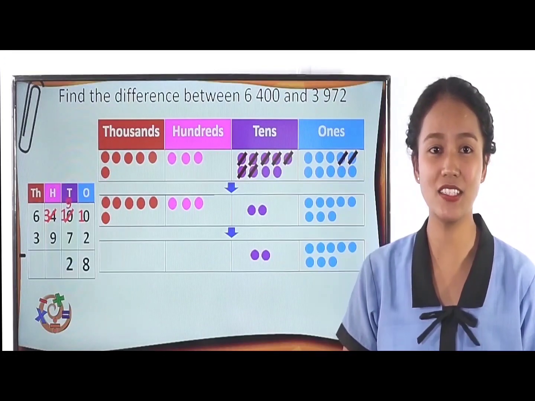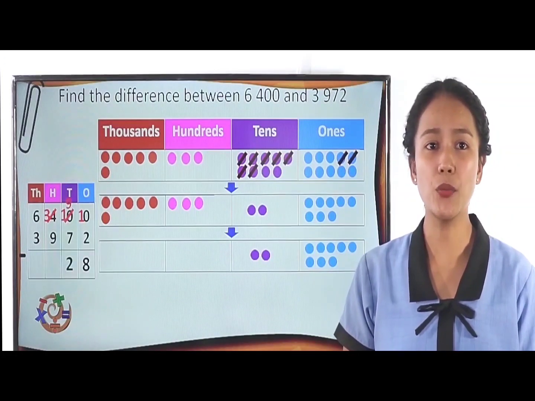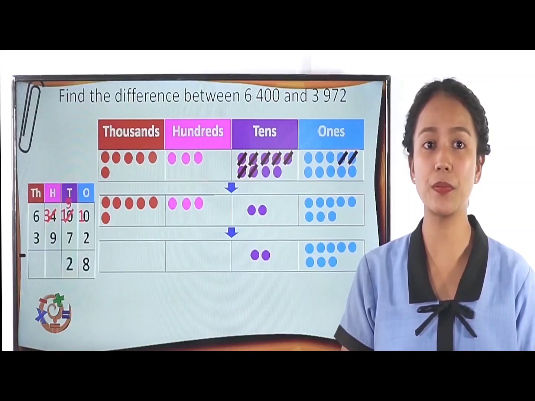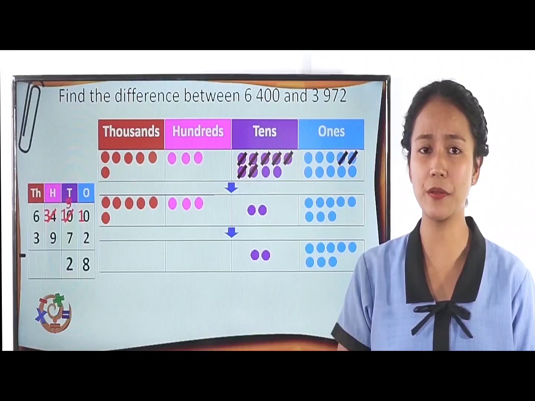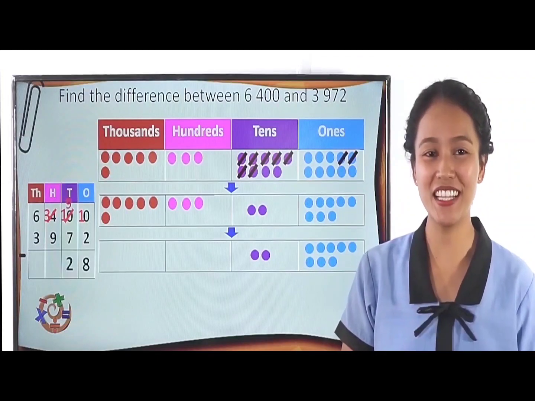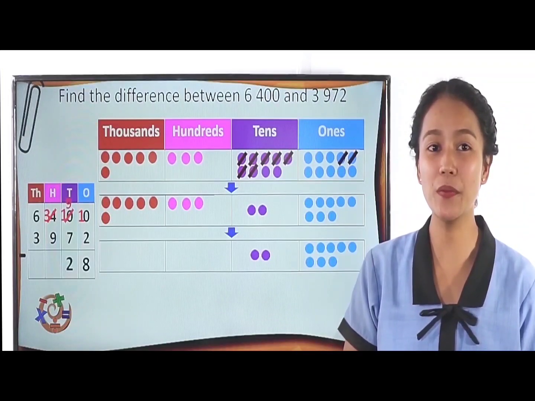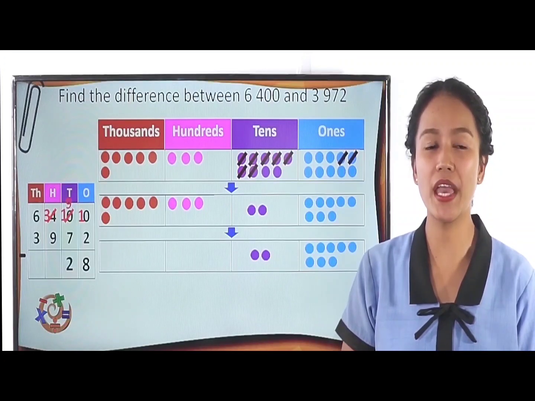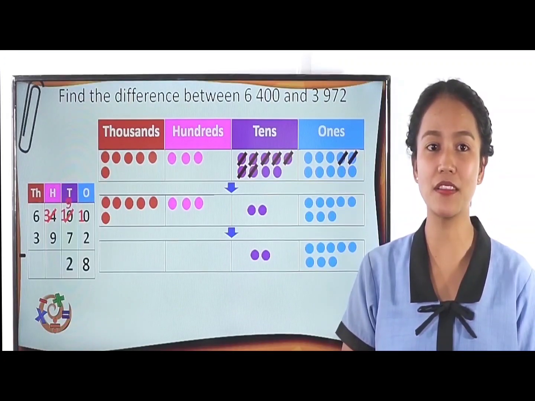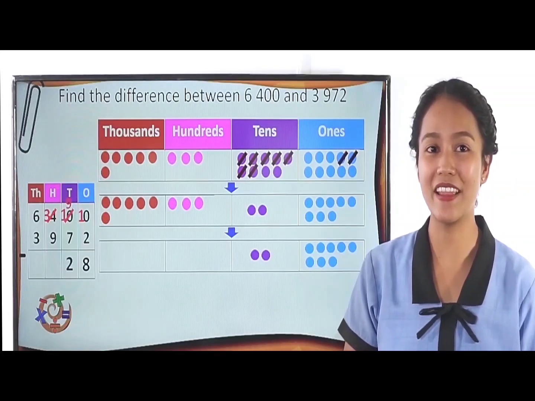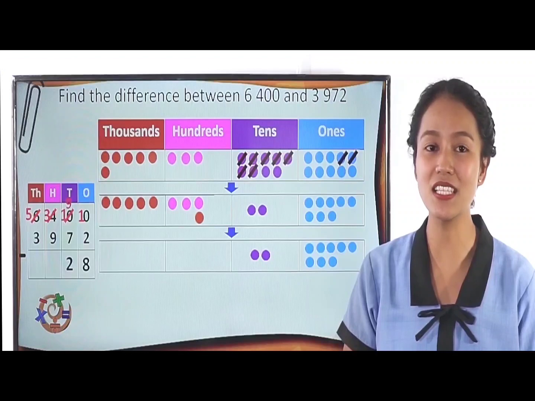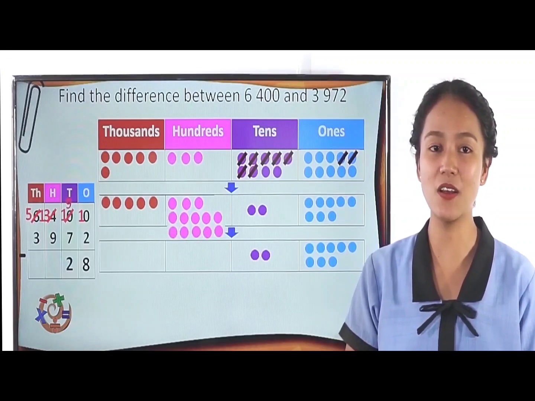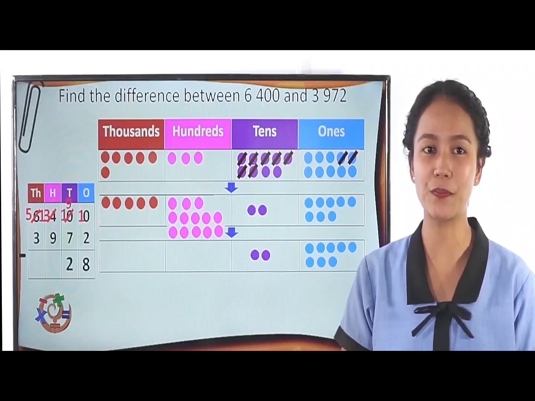Then, look at the hundreds column. Here, we need to remove 9 counters from 3 counters. Can we remove 9 counters from 3 counters? We cannot. So, again, we will do regrouping. We have to exchange for more counters in the hundreds column. 1,000 is equal to 10 hundreds. We exchange 1 counter from the thousands column for 10 counters in the hundreds column.